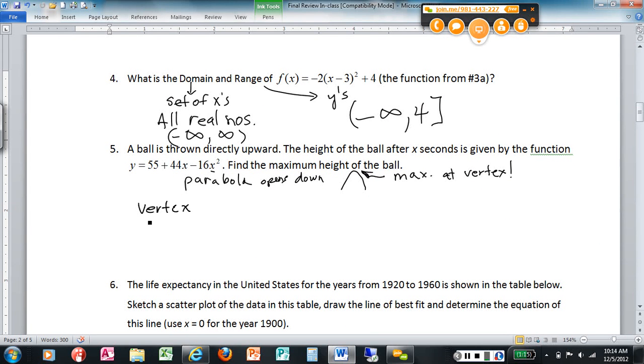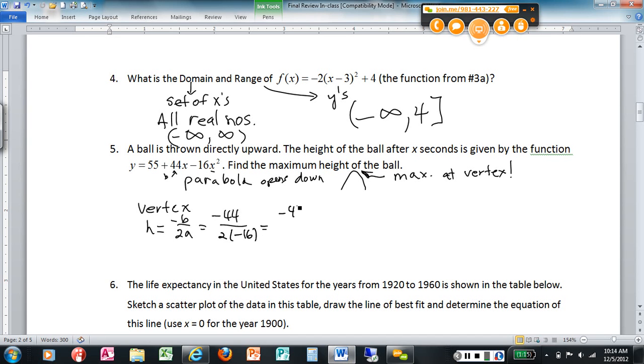Well, I'll use my vertex formula. h equals minus b over 2a. Now, this one's out of order, so to speak. The b here is 44, so it's minus 44 on top. What's the a, though? -16 is the a, yeah. The a is what's times x squared. It's not necessarily what's first. The a is what's times x squared, so the a is -16.